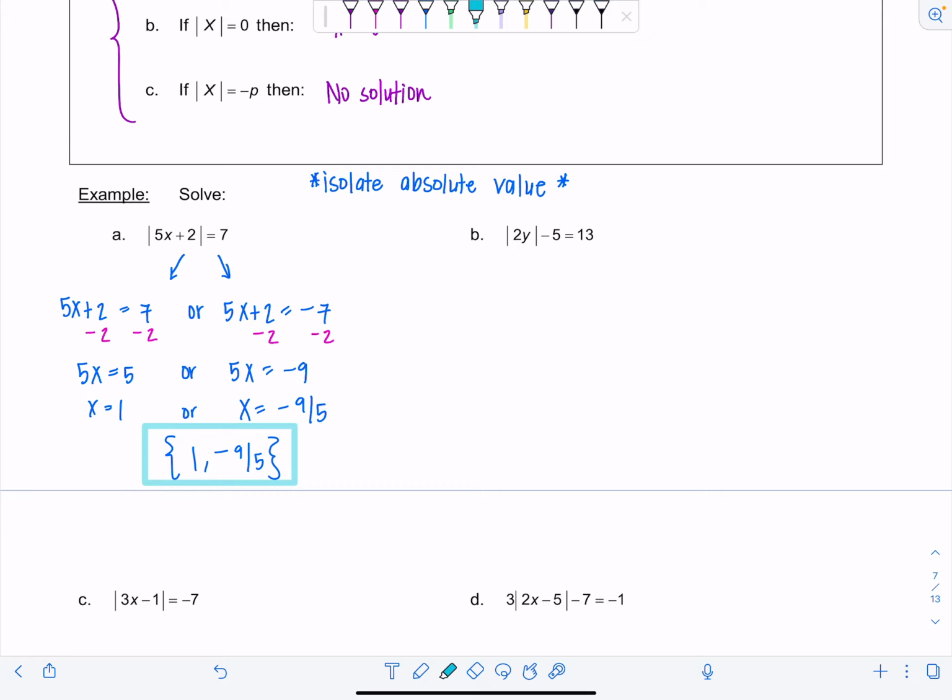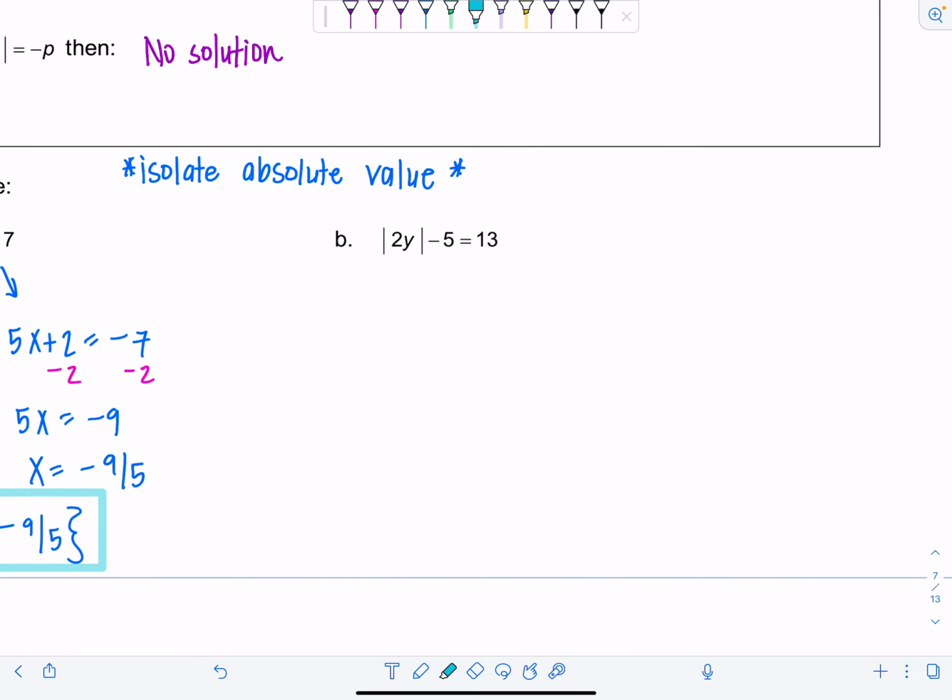Okay, now let's look at example B here. Let me zoom in. Notice in this case, I have the absolute value of 2y minus 5 equals 13. So before I get started, I need to isolate the absolute value expression, get that absolute value of 2y all by itself on the left. So what should we do first? Did you say add 5? Good job. So let's add 5.